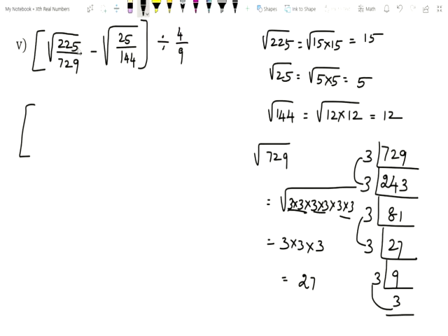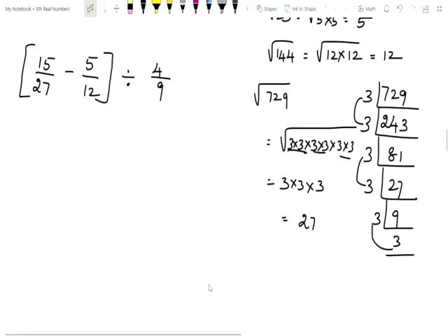Now you substitute here. Root of 225, the answer is 15, so 15 by 27, because the square root of 729 is 27, minus square root of 25 which is 5, by square root of 144 which is 12, divided by 4 by 9. Now see here, 27 and 12 are there, so we have to take the LCM because we are going to subtract. So the LCM of 27 and 12, find it here.